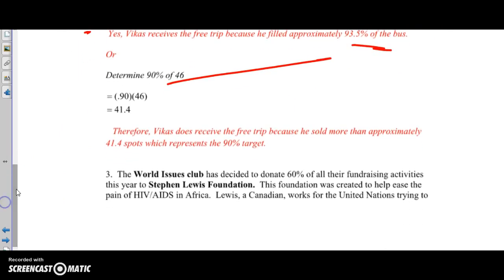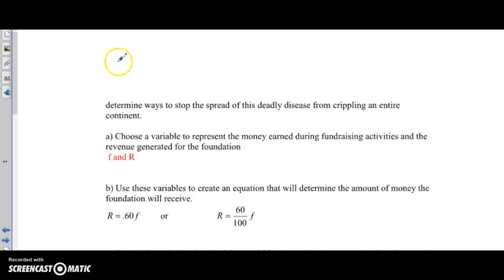Okay, let's go to number 3 now. The World Issues Club has decided to donate 60% of all their fundraising activities to this foundation here. There's more information about that. Keep going. Choose a variable to represent the money earned and the revenue. So what we've done here is the revenue is going to be R. So R is the revenue.